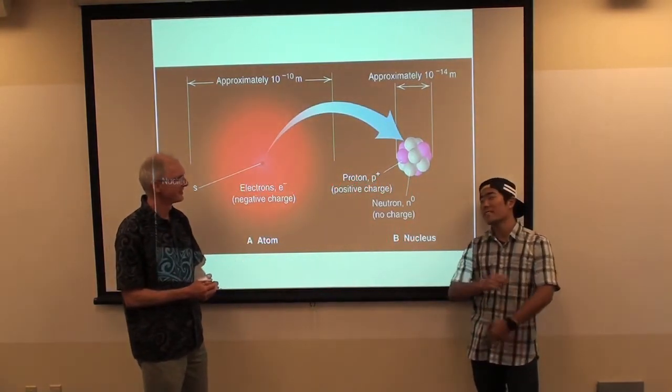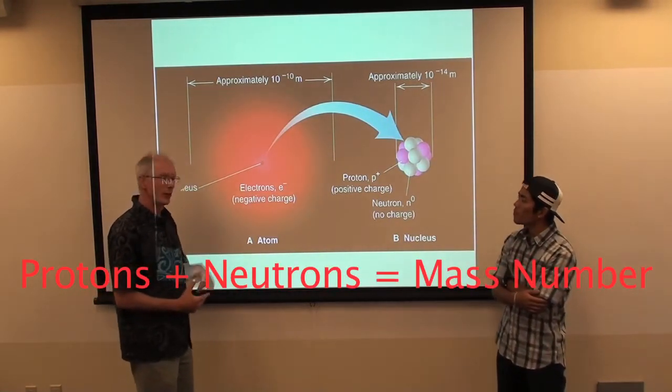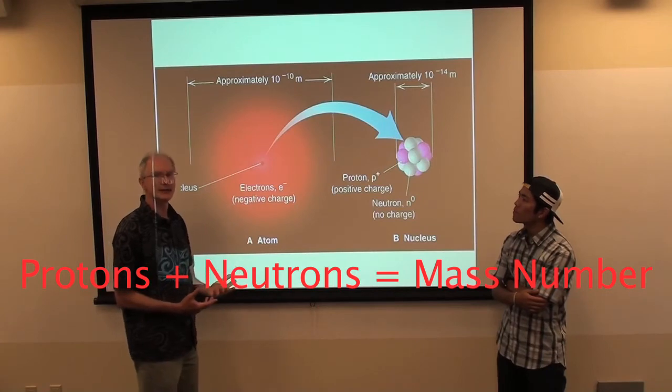So I'm going to go with 1 this time. There we go, 1 neutron. So protons plus neutrons is the mass number.